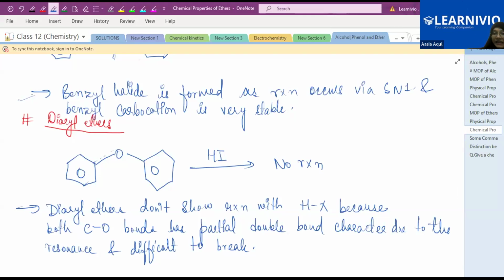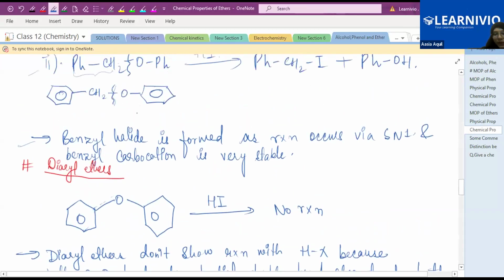Okay, and the benzylic carbocation is very, very stable, right? So that's why you are just breaking this bond, and you are forming the benzylic carbocation, because it is very stable and very reactive. So that's why we break this bond and form the benzylic carbocation.